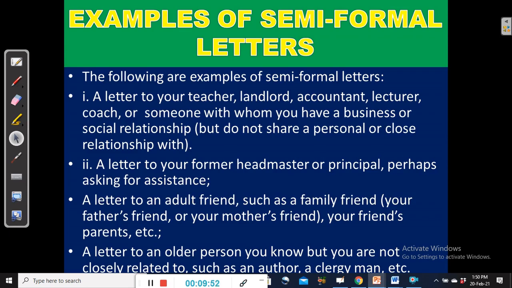All right, so these are the clues that will enable you to identify a semi-formal letter and differentiate it from the other two types of letters.